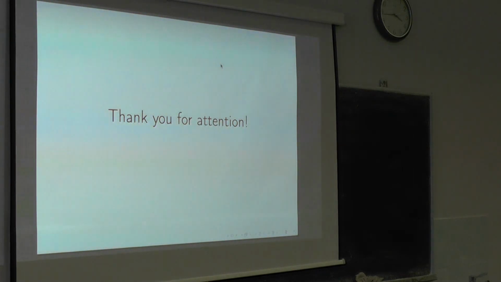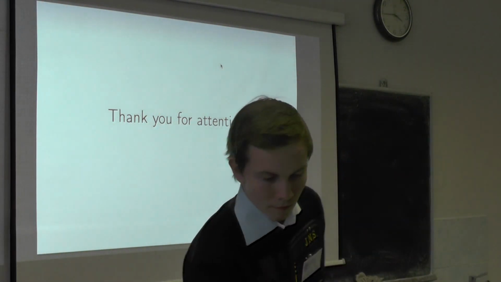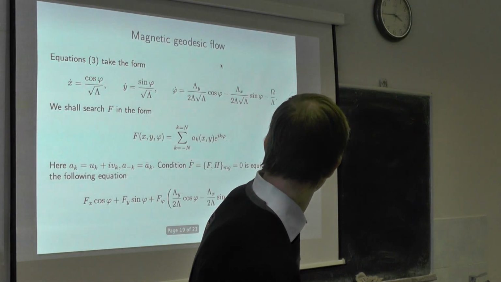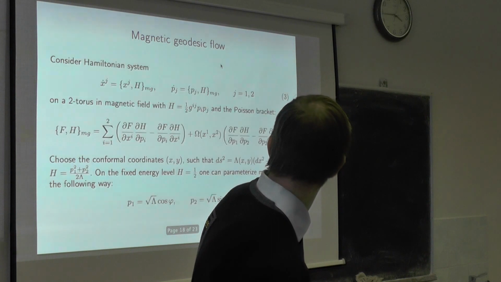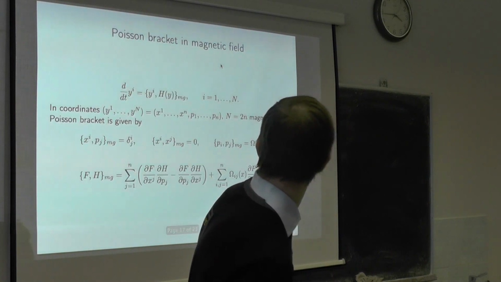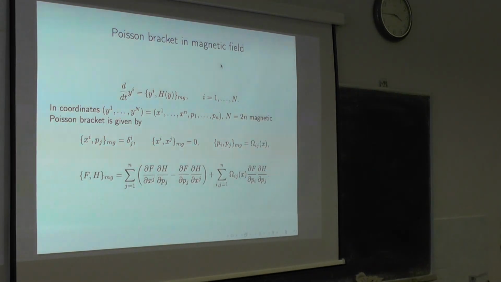Should the magnetic field represented by omega be quite arbitrary, or is there some restriction on its form? No. As far as I know, there are no restrictions. Omega is just an arbitrary function.